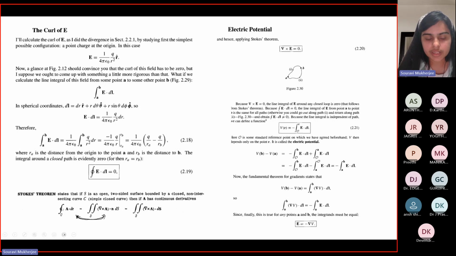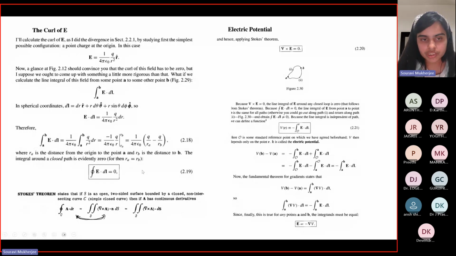It says that if you have some closed boundary, some closed curve enclosing a surface, then the line integral of a vector quantity will be equal to the surface integral of the curl of that vector quantity over the surface enclosed by the curve. That means you can write the closed integral of E dot dl as the surface integral of curl of E dot ds over the surface enclosed by this closed curve, right?